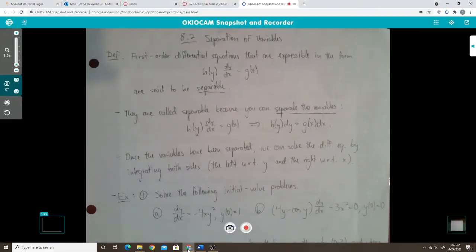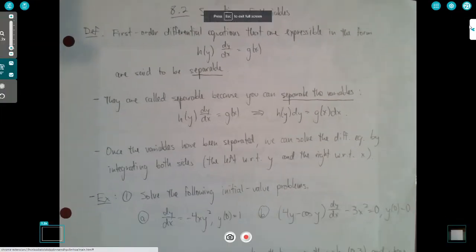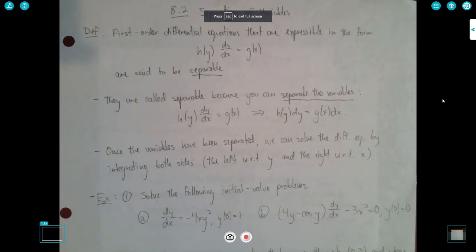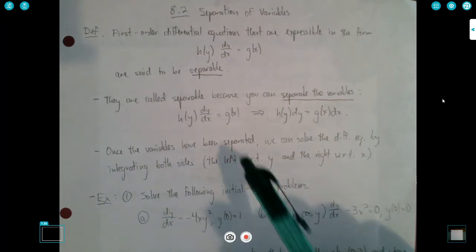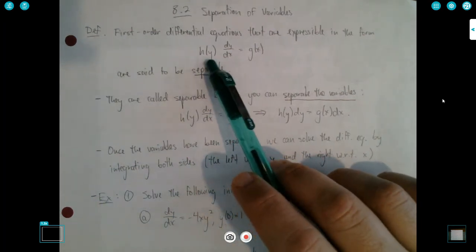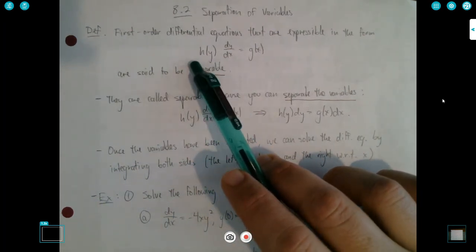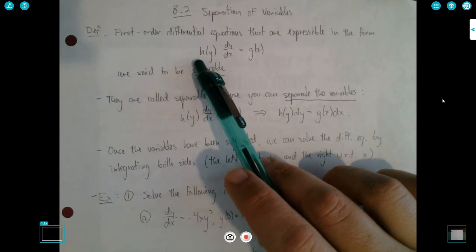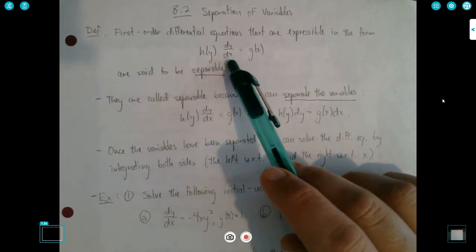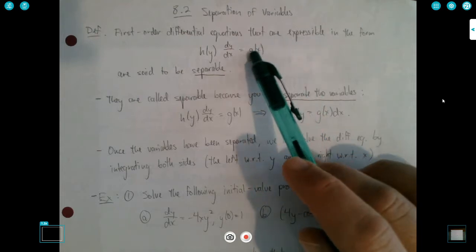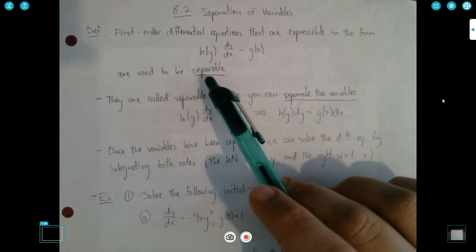All right. So moving on to 8.2, we'll talk about separation of variables. So we'll talk about some differential equations that are separable. So first order differential equations that are expressible in the form h of y, so some function of y, maybe it's like y squared plus e to the y or something like that, but some function of y times dy dx equals some function of x. These are said to be separable.